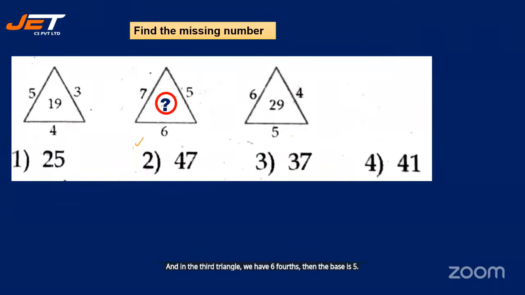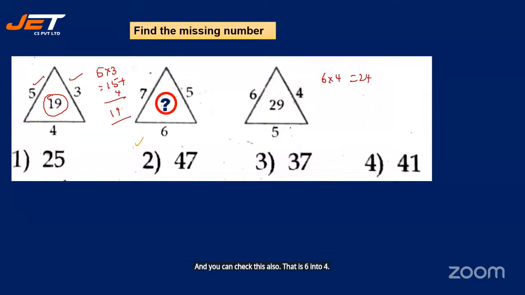Now what would be the question mark? That is the second one. So let's try this way. Let's multiply these two: 5 into 3, so we get 15. Then if you add 4, you will get 19, isn't it? And you can check this also. That is 6 into 4. 6 4s are 24.